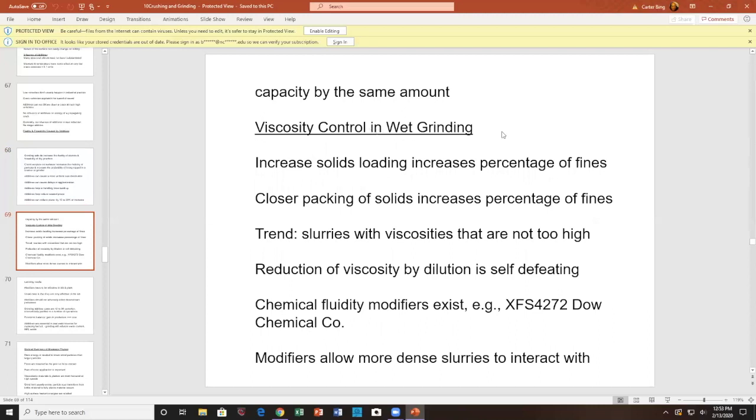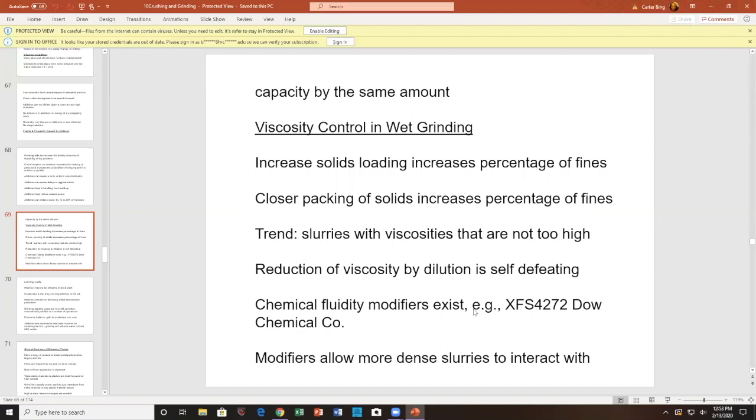Viscosity control and wet grinding. Increased solids loading increases percentage of fines. Closer packing of solids increases the percentage of fines. Slurries with viscosity that is not too high, that's the trend. Reduction of viscosity by dilution is self-defeating. There's an important one. Sometimes in feeding operations, you dilute. And by diluting, you've just made your problem more difficult.